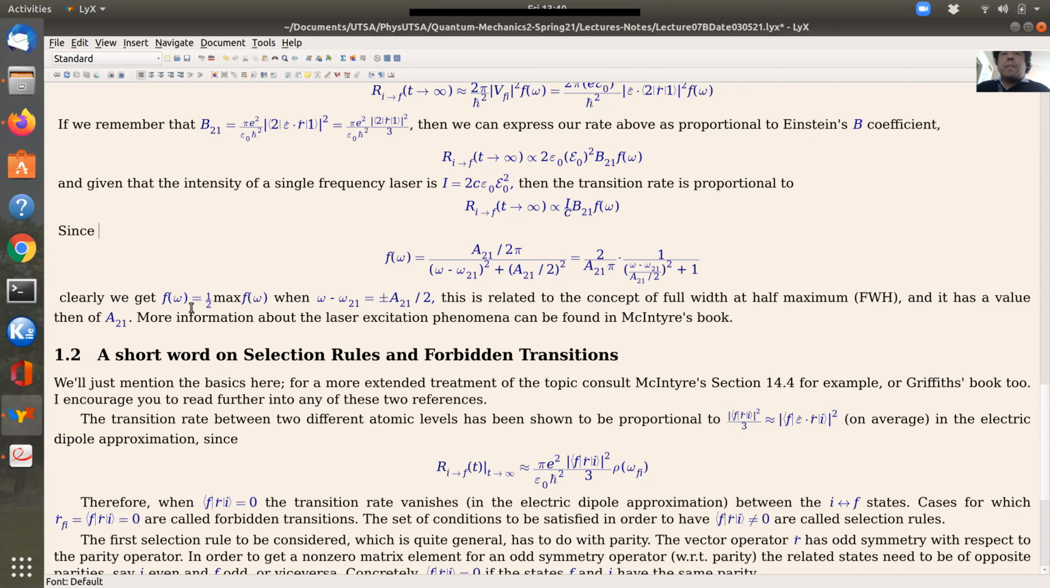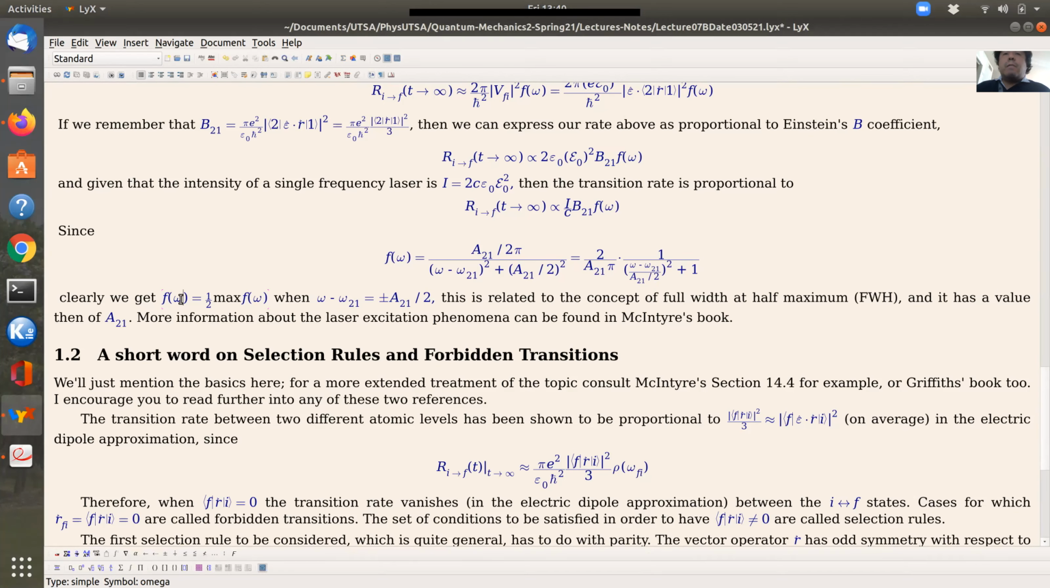So basically, we get that the value of the function at a frequency is half its maximum where this would be equal to 1, so that we have 1 over 1 plus 1 equal to 1 half. And so that's why, understanding that that would be equal to 1, and then passing to the other side, it is when this difference, especially because I'm taking squares, would be equal to plus or minus A21 over 2.